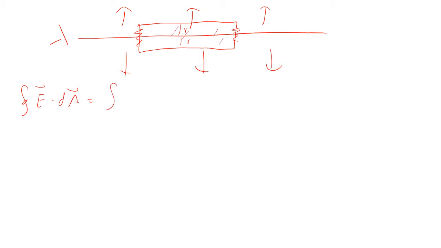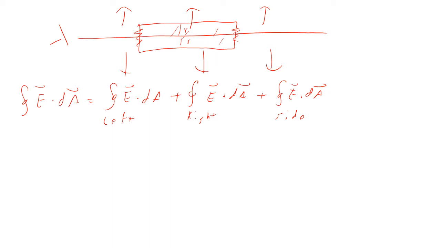So we do the integral of E dot dA on the left, plus the integral of E dot dA on the right, plus the integral of E dot dA on the side of the cylinder. All of that is the enclosed charge over epsilon naught. Now, this looks like we're just making it tougher. But wait a minute.